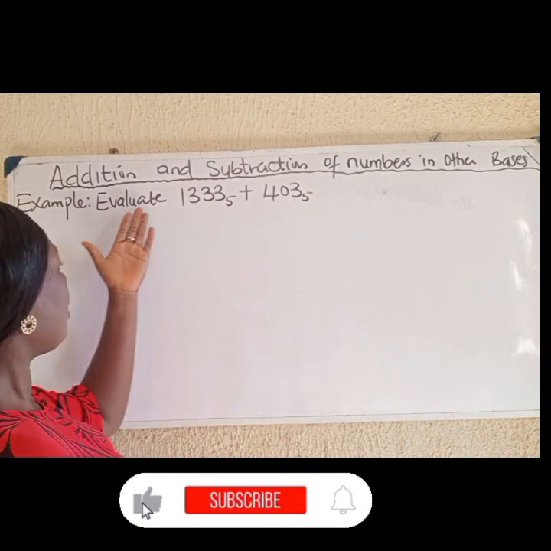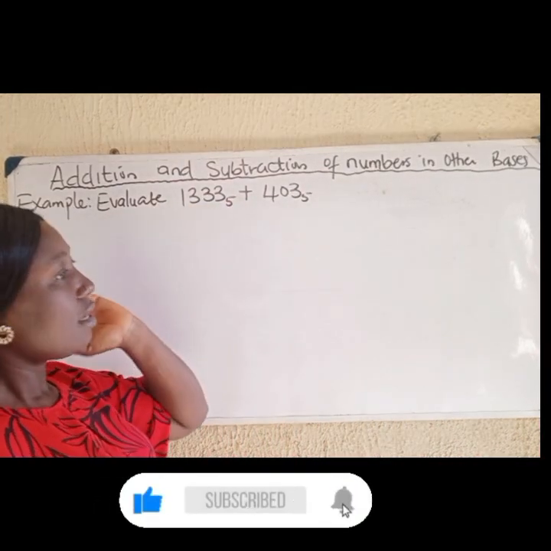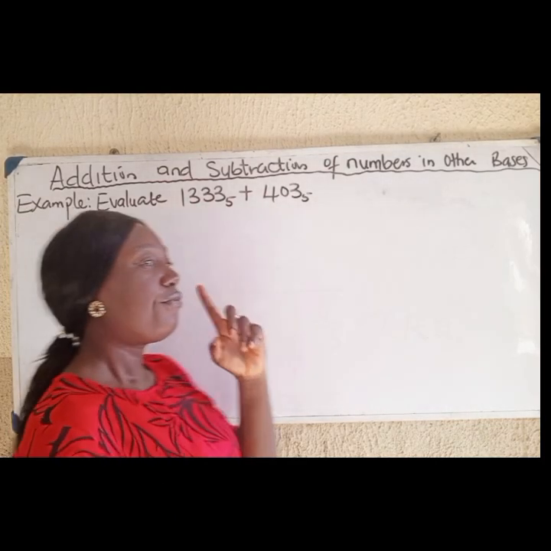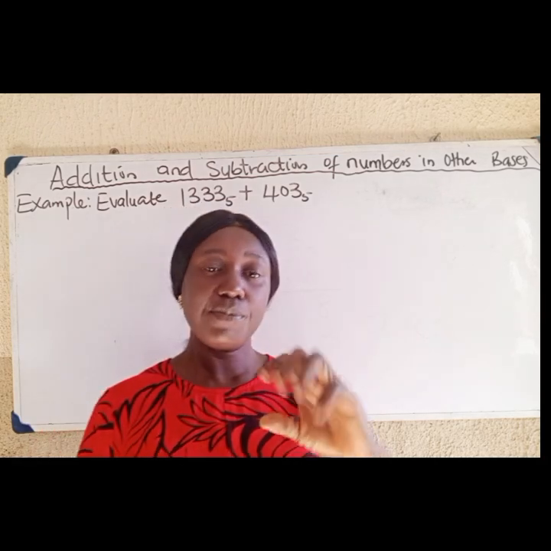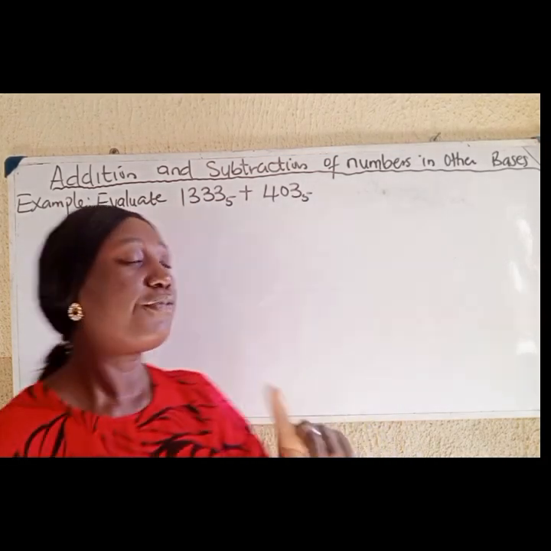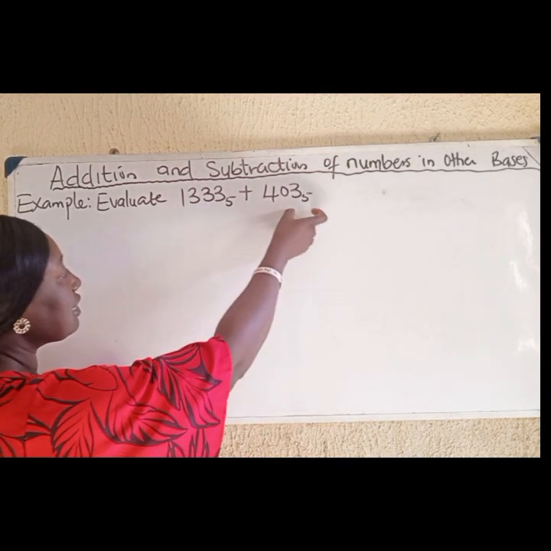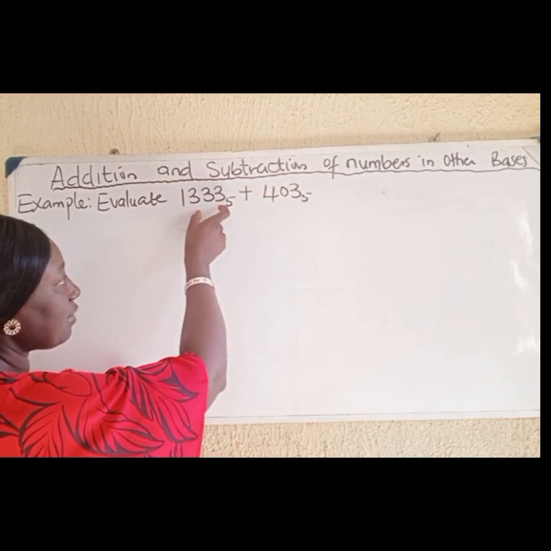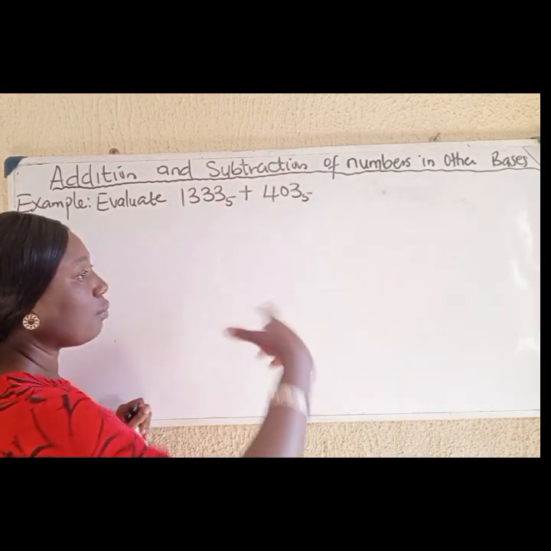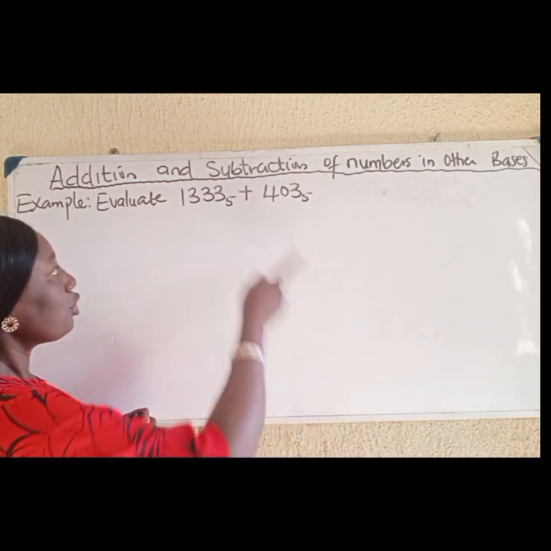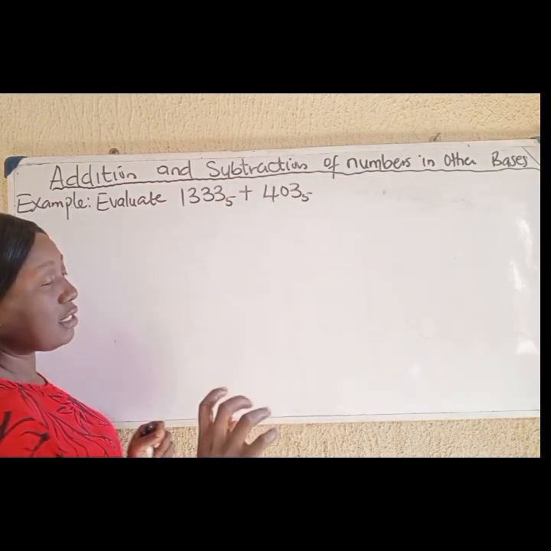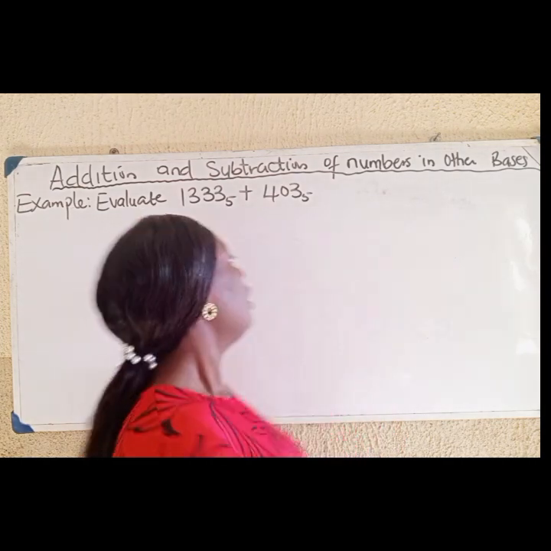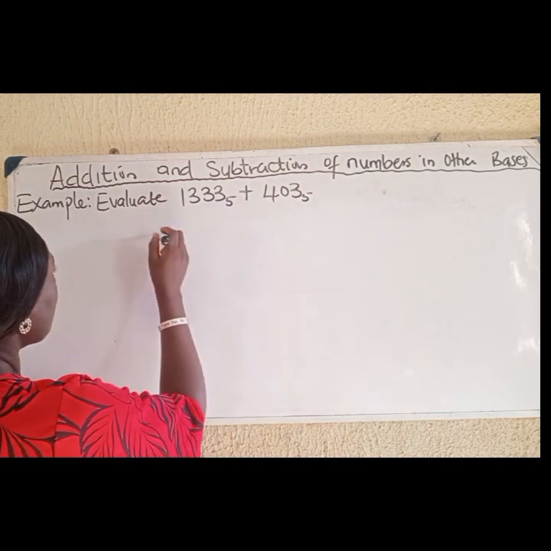The example says evaluate this plus this, that we should add this number. Now, in addition of number bases, before you add any number, first of all check if they are of the same base. That is the first thing you will do. So you can see that this is in base 5 and this is in base 5, so we can move on to add. But if they are not of the same base, you first of all take them to base 10 before you add. So since they are of the same base, I'll continue.